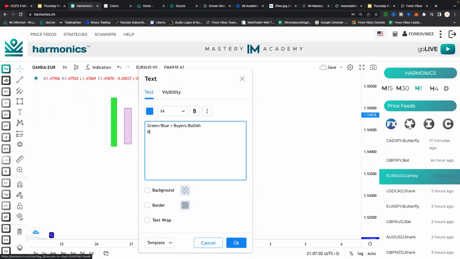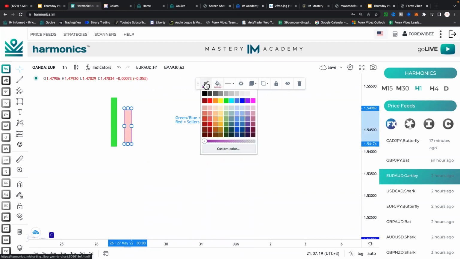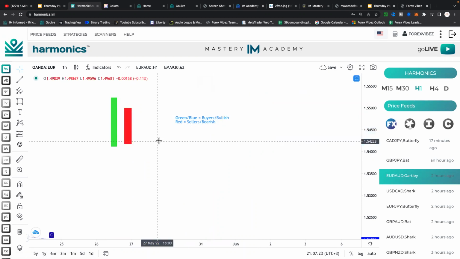Anytime you see red, it's normally going to be red, though not on all platforms, since you can customize the colors yourself. That means that there are sellers in the market, or the market is bearish. Okay, keep it simple. Don't overcomplicate this now, so stick with me and take screenshots if you need to. So I'm going to make this red, a little darker. Boom. All right, so you've got your candlestick.